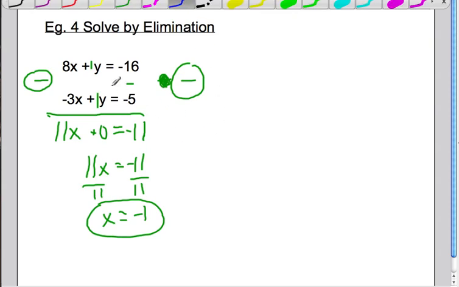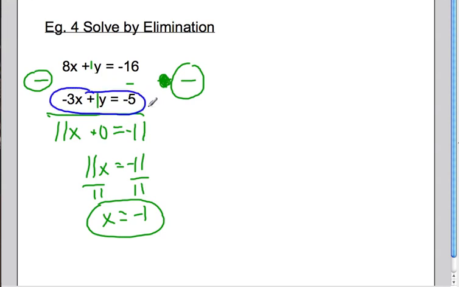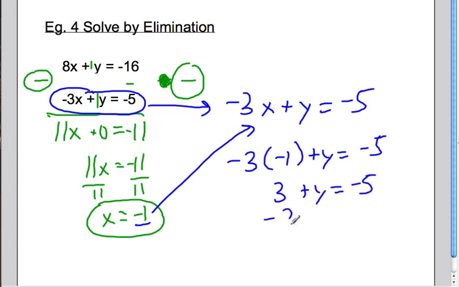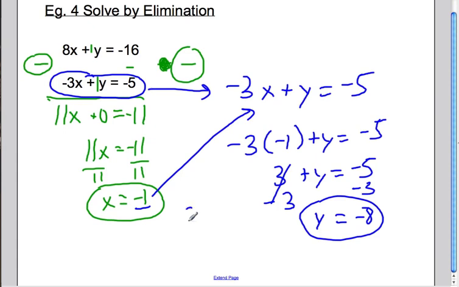We need to find the y value now. We can use either one. I guess it doesn't matter. I'll pick this one because it has smaller numbers. Negative 3x plus y equals negative 5. We know x is equal to negative 1. So that's going to go in here. So we have negative 3 times negative 1 plus y equals negative 5. This is 3 plus y equals negative 5. Subtract 3 from both sides. Y equals negative 8. And that's our solution. So our solution is negative 1, negative 8.